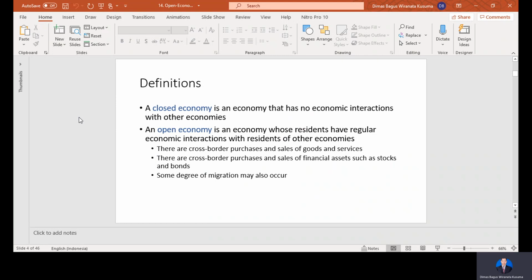An open economy is an economy whose residents have regular economic interactions with residents of other economies. They are cross-border purchases and sales of goods and services. They are also cross-border purchases and sales of financial assets such as stocks and bonds. Some degree of migration may also occur. So in an open economy, there is not only cross-border goods trading, but also financial trading.